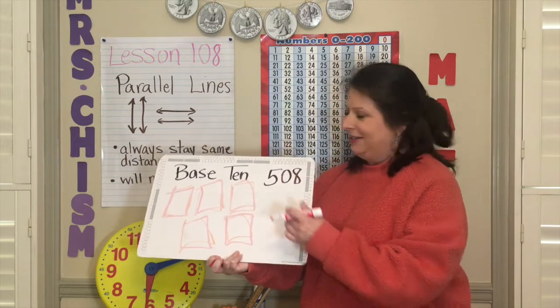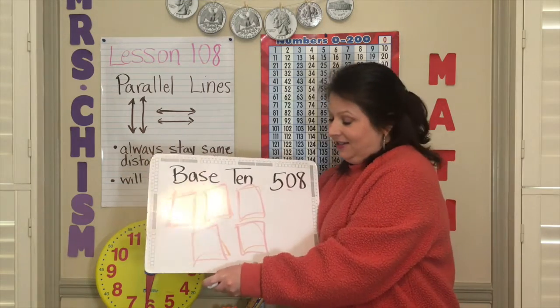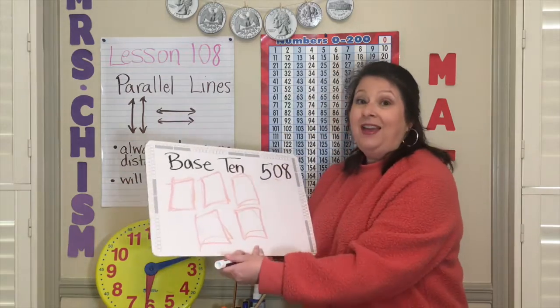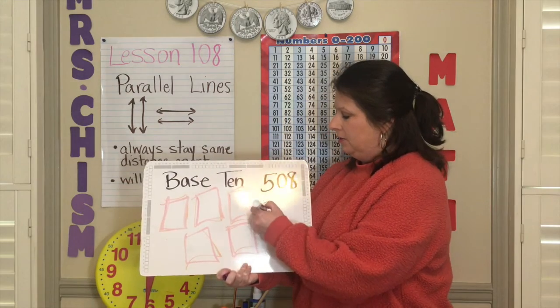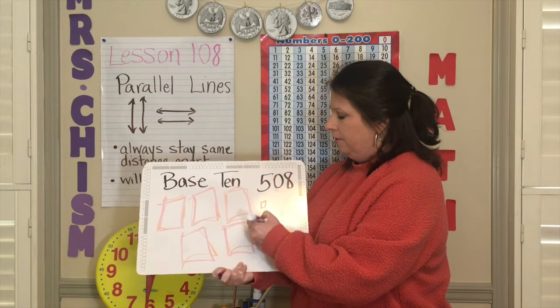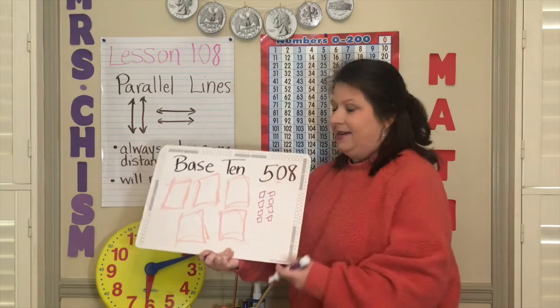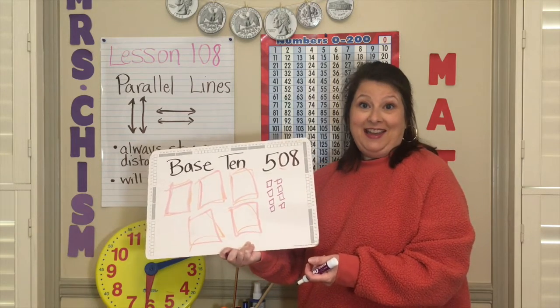500 blocks. I have 0 tens, so I'm not going to have any 10 sticks today. And I am going to have 8 unit cubes, or 8 ones. 1, 2, 3, 4, 5, 6, 7, 8. So in base 10, our number is 508.